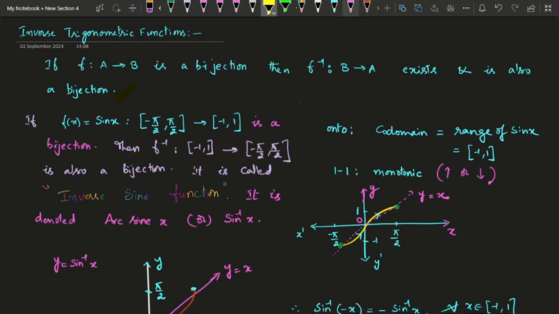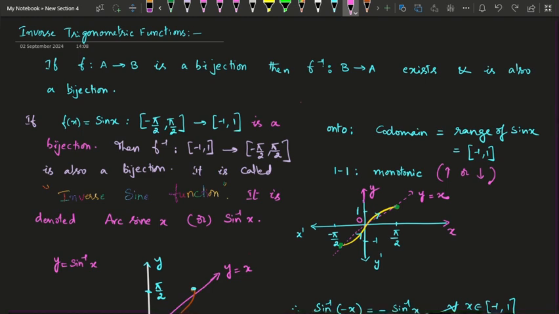So now how can we define an inverse trigonometric function? But all the trigonometric functions are not bijective mappings. So to make them bijective, we have to restrict both domain and codomain so that it is one-one and onto. We have to restrict the codomain so that it is onto. We have to restrict the domain so that it is one-one. So how can we restrict both domain and codomain?